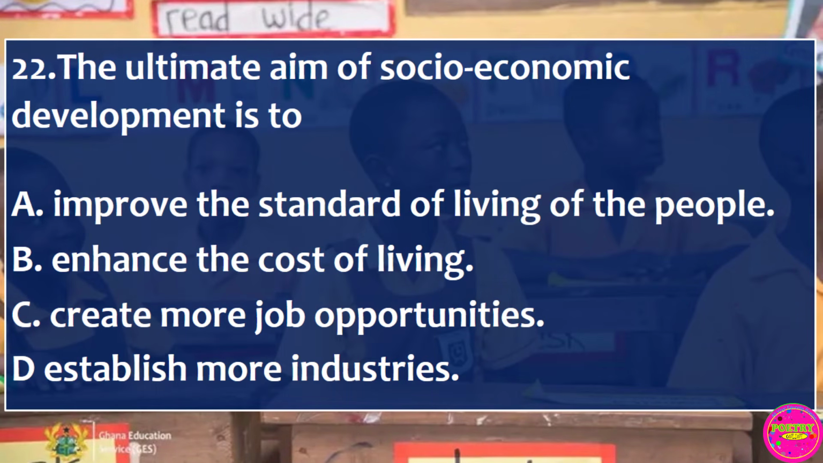Question 22. The ultimate aim of socioeconomic development is to A. Improve the standard of living of the people. B. Enhance the cost of living. C. Create more job opportunities. D. Establish more industries. The correct answer to this question is A. Improve the standard of living of the people.